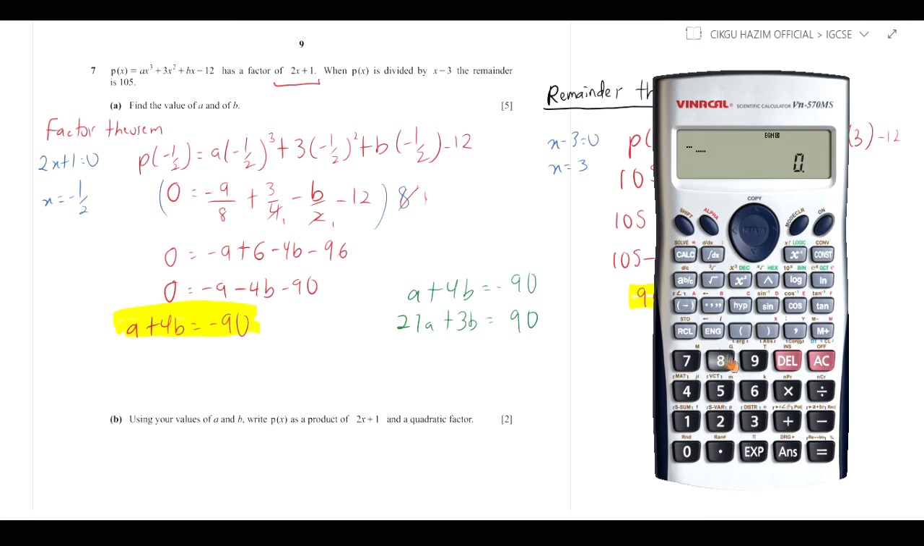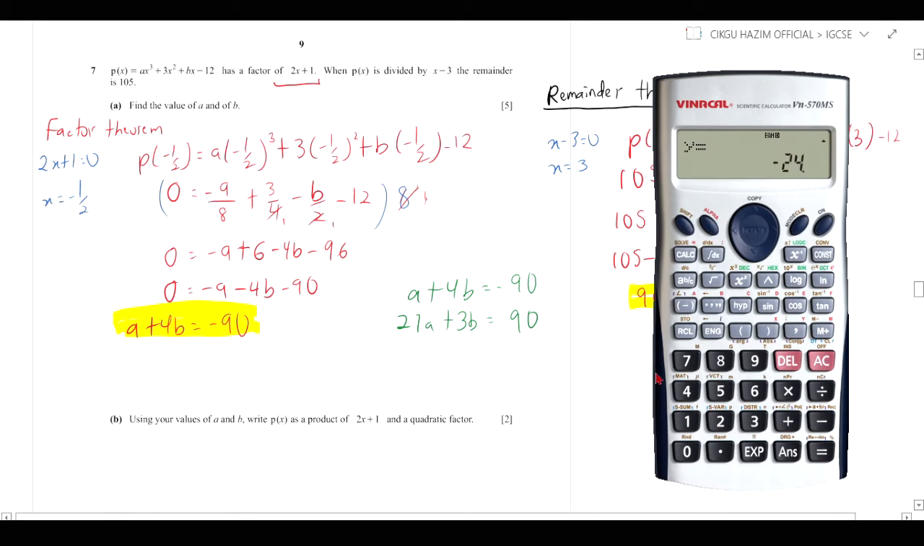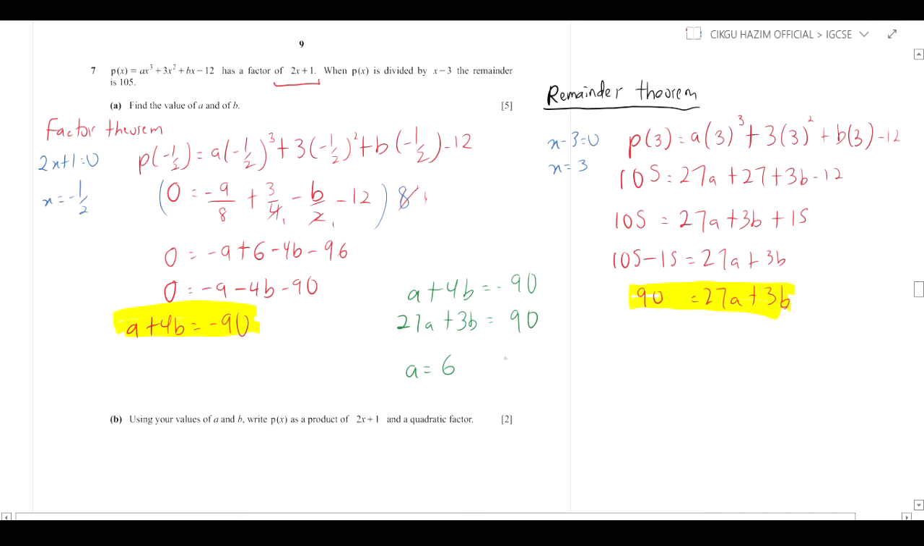To do this in the calculator, you can search on YouTube for how to solve simultaneous equations in the calculator. And the second row: a is 27, b equal to 3 and c is equal to 90. By pressing in the calculator, we know that the value of a equal to 6 and b equal to negative 24. That's how we do this question.